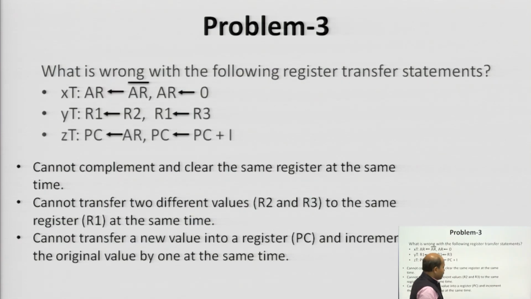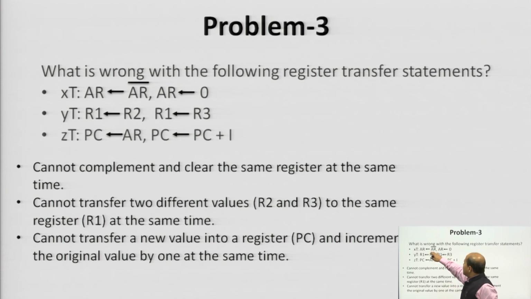Now, the next problem: we have to find out what is the error in the given statement. What is wrong with the following register transfer statement? Let us see the meaning of this particular statement. In the first statement, the accumulator register is complemented as well as it is cleared. These two operations are performed in the same clock cycle as shown in this particular instruction.